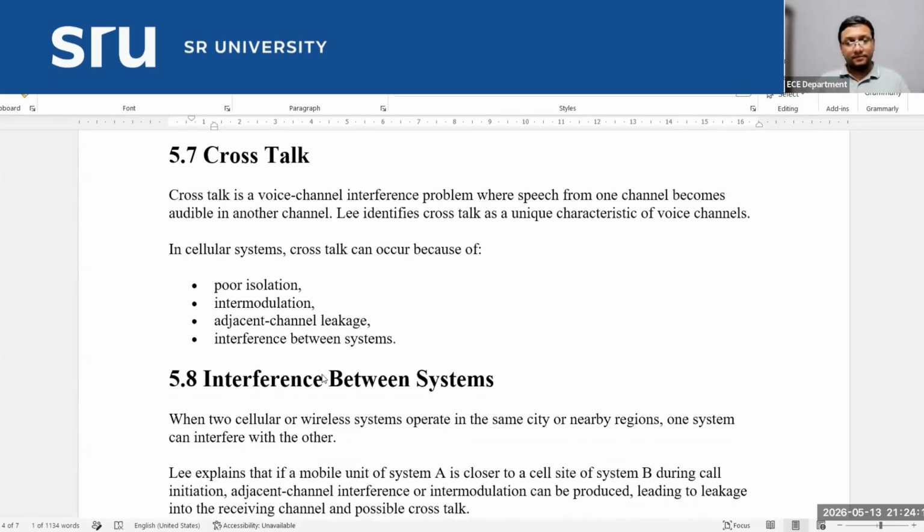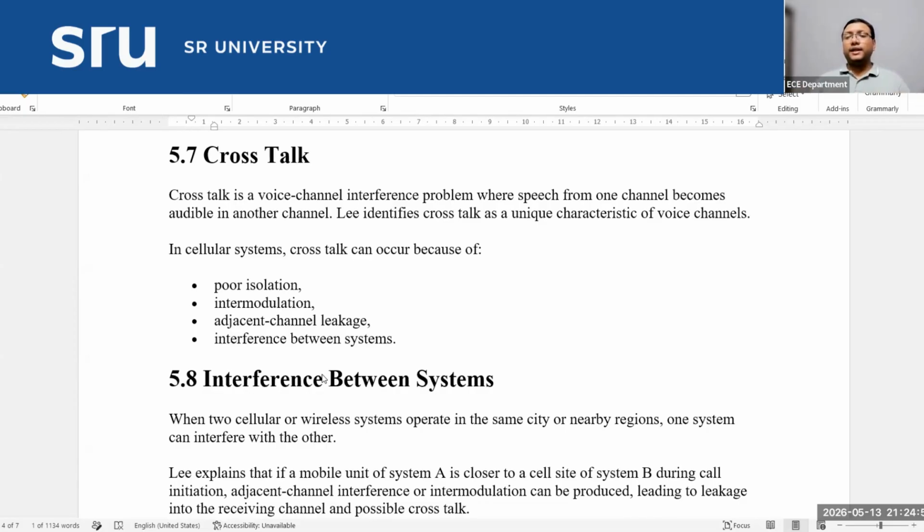Now crosstalk. So crosstalk means speech from one channel becomes audible in another channel. Earlier it was very prominent. Currently, by using several technologies, it has been minimized. So I have called some person, but I am listening to the voice of another person. This is called cross connection. Sometimes in daily life we say cross connection. In technical terms, this is called crosstalk. Okay. So why does this crosstalk happen?